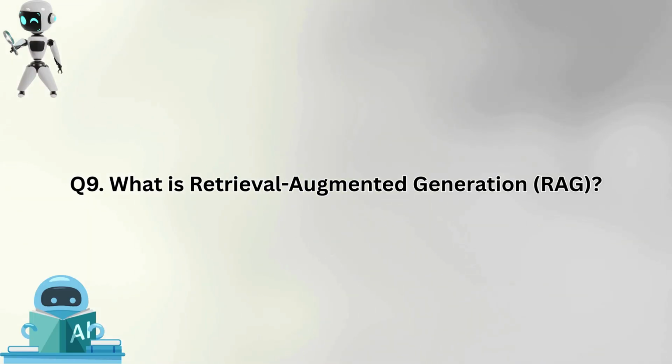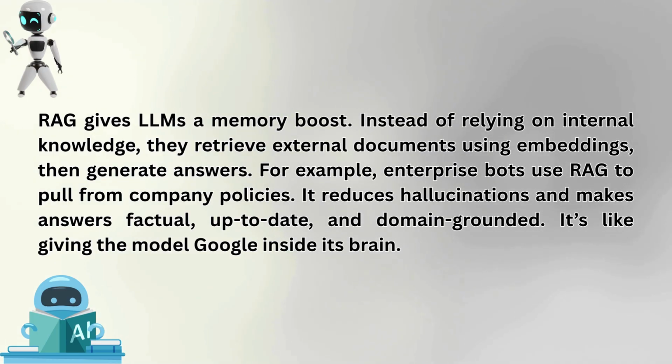What is Retrieval Augmented Generation, RAG? RAG gives LLMs a memory boost. Instead of relying on internal knowledge, they retrieve external documents using embeddings, then generate answers. For example, enterprise bots use RAG to pull from company policies. It reduces hallucinations and makes answers factual, up-to-date, and domain-grounded. It's like giving the model Google inside its brain.